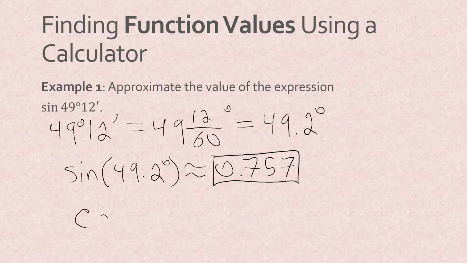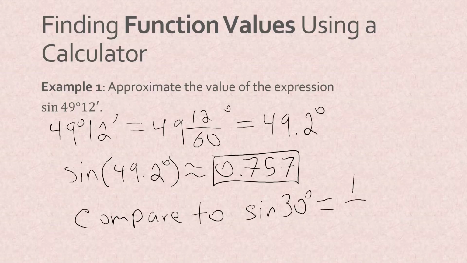If you compare that to what you've done before, where maybe you were asked to find the sine of 30 degrees, you could easily say that the sine of 30 degrees is 1/2, because that's a special angle which appears on your unit circle.